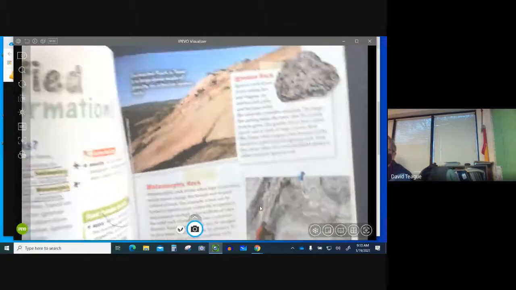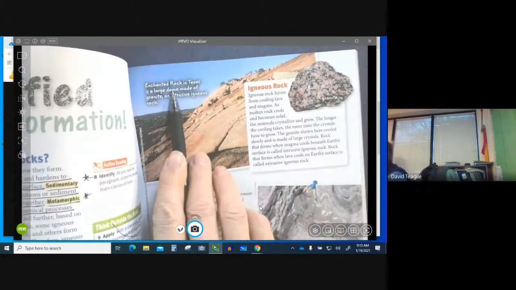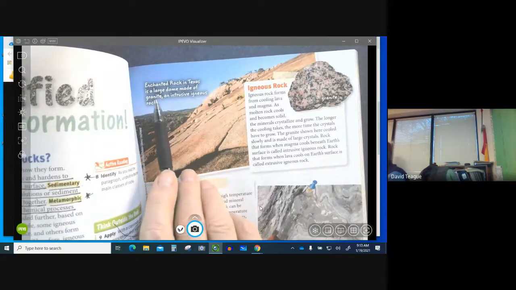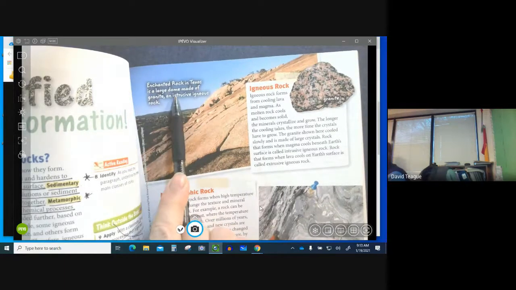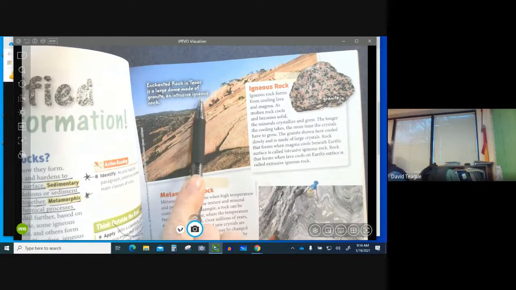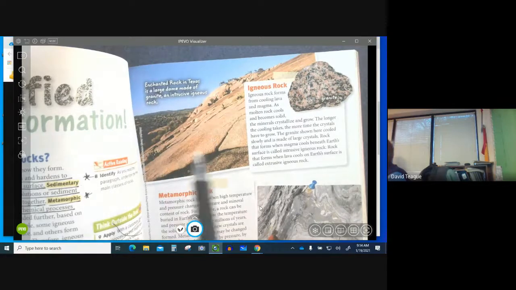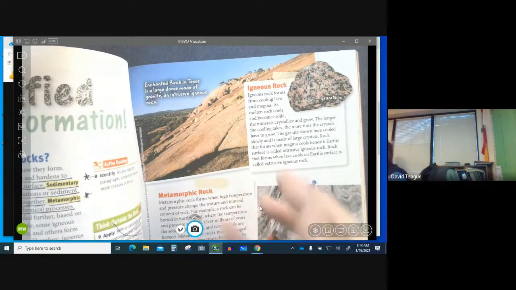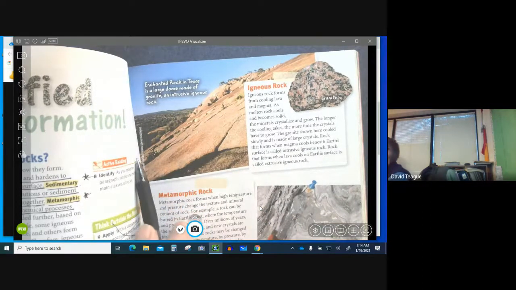So here we have another picture. And I don't know if you guys have been to Enchanted Rock. It's in Texas. I think it's south of Austin. It says Enchanted Rock in Texas is a large dome made of granite and intrusive igneous rock. Intrusive means that it was created in the earth, right? There were cracks in the formation and the lava went in there and cooled. So this is an intrusive igneous rock. And it's a huge dome.